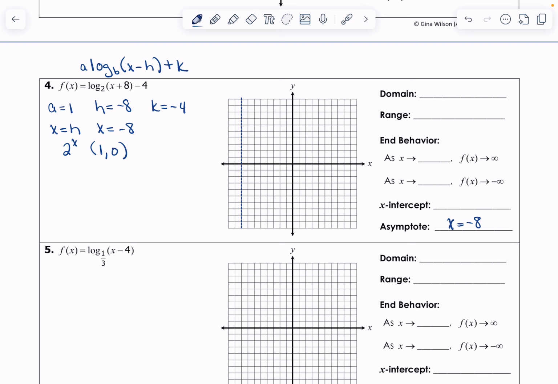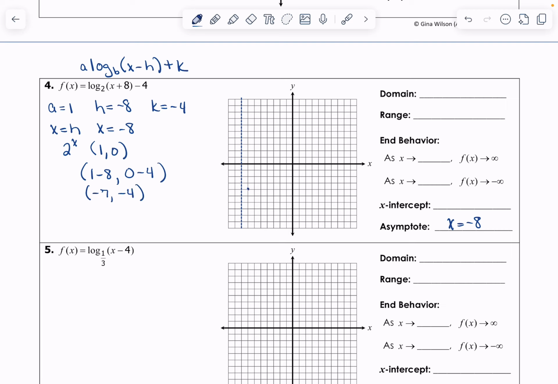So we're going to apply the shift of the h value, so we're going to take 1 minus 8, and then we're going to apply the shift of the k value, and it started at 0, so we're going to subtract away 4. So this is going to be the point that we want to plot each time. -7, -4. So that's our new critical point. -7, -4 is right here.